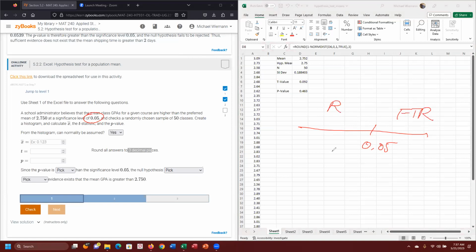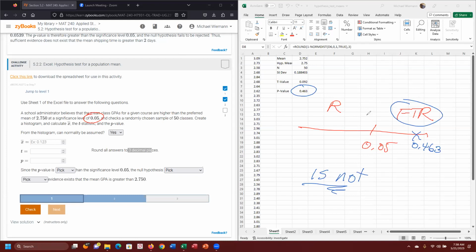If it's less than it, we reject it. So based upon, change the color here, there we go. We came up with a p-value of 0.463. So 0.463 is selected there. Hence, we're going to fail to reject, and there is not sufficient evidence.